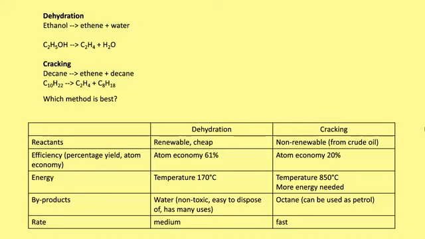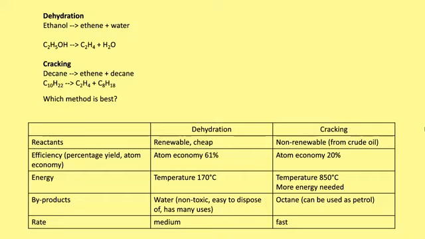By comparison, cracking, so decane comes from crude oil, which is non-renewable. So once that's been used up, there won't be any more, because even though crude oil is made continually, it's made at such a small rate compared to how quickly we're using it up. So it's effectively non-renewable.